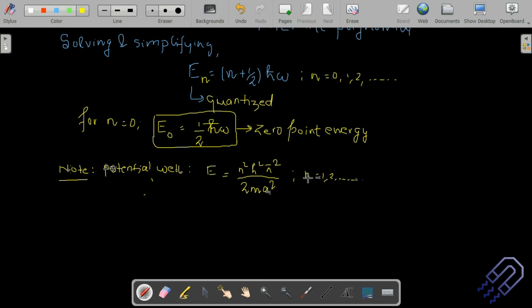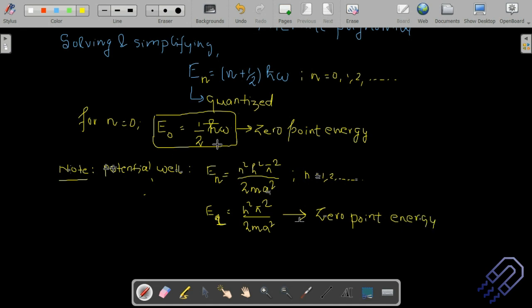The reason is, if I put n equal to 0, this becomes 0, and we know that the energy is not 0 in the ground state. So whatever value we get, we write it down as E0. It doesn't mean that n is equal to 0. Let me not confuse you, let me write it down as n equal to 1. This is nothing but h square pi square divided by 2m a square. This is also referred to as the zero point energy. Zero point energy means the energy whenever n is in the ground state.